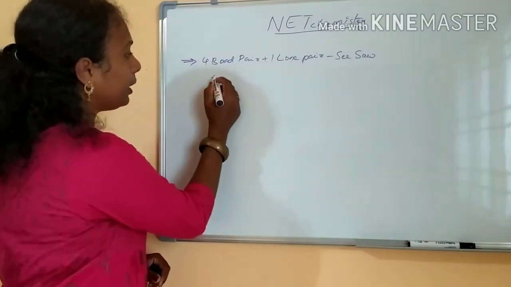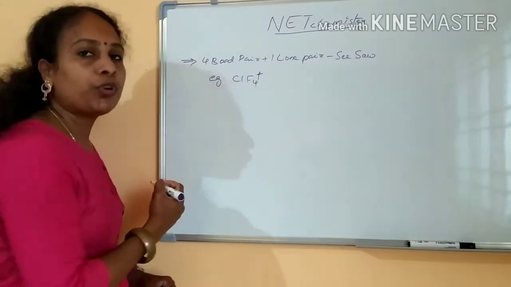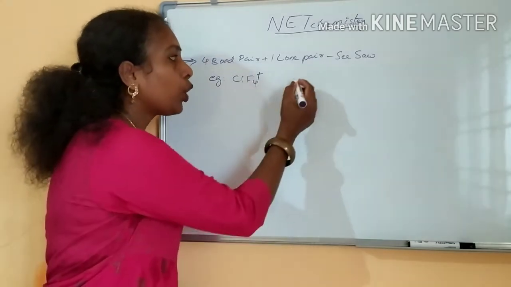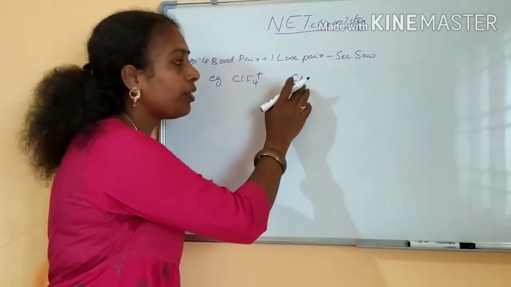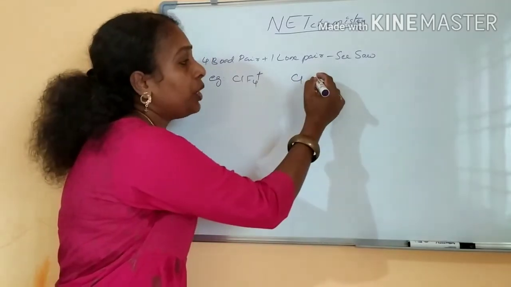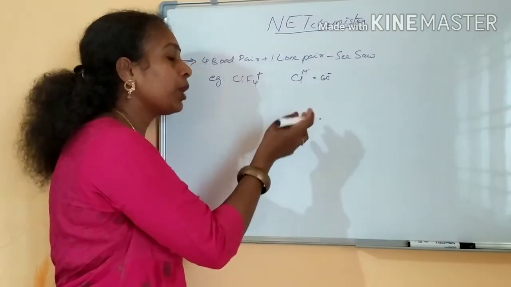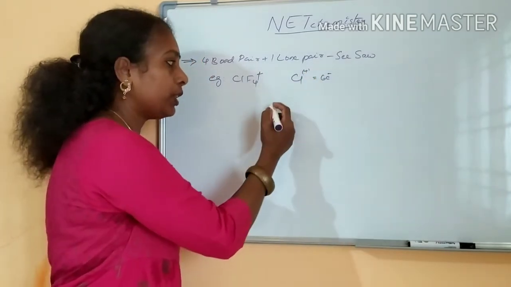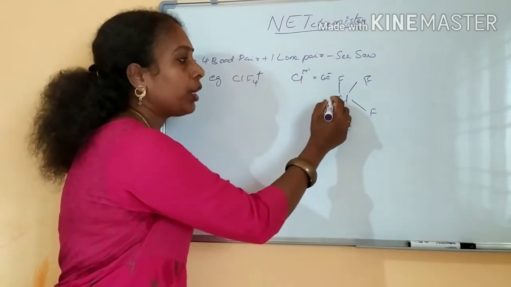For example, I am writing ClF4+. We will see how it is coming. Chlorine is having a positive charge. Chlorine has 7 outer electrons; with a positive charge, only 6 electrons will be there. Out of 6, 4 have bonded with the fluorine atoms. 6 minus 4, 2 electrons are there.